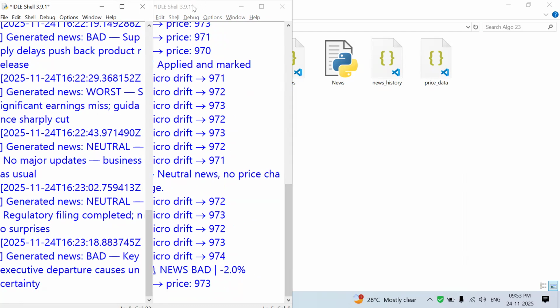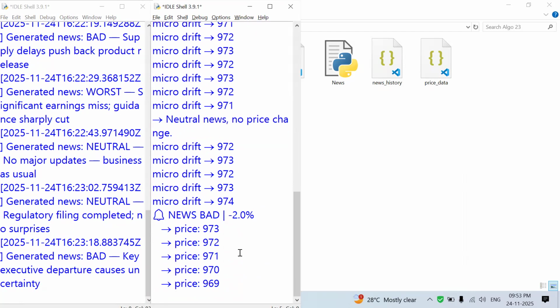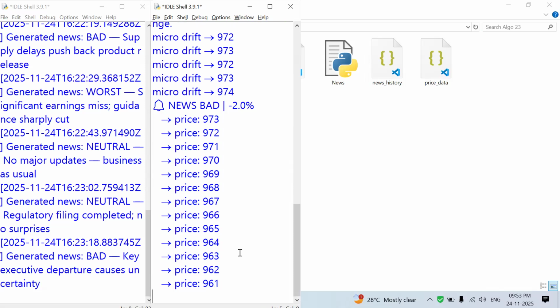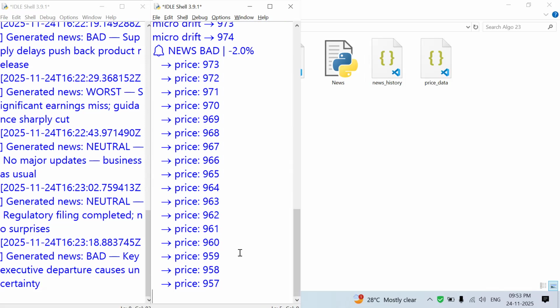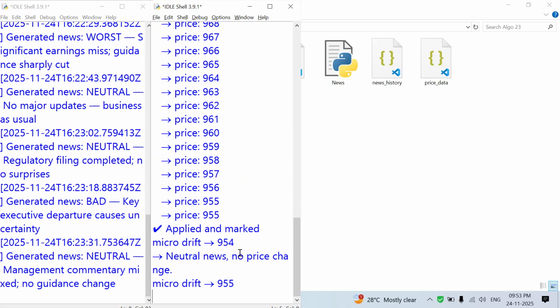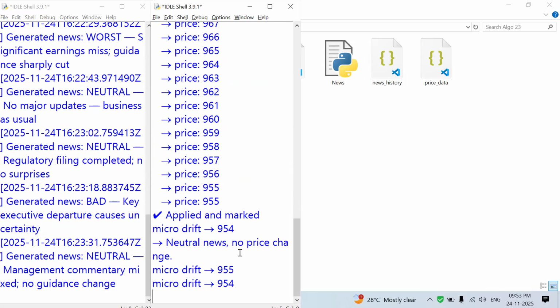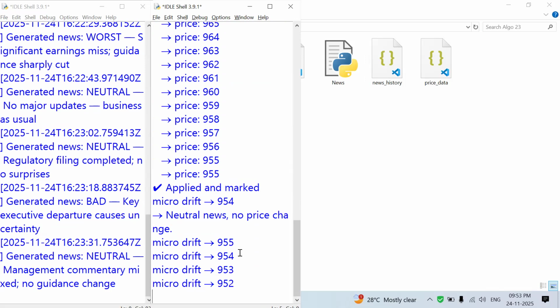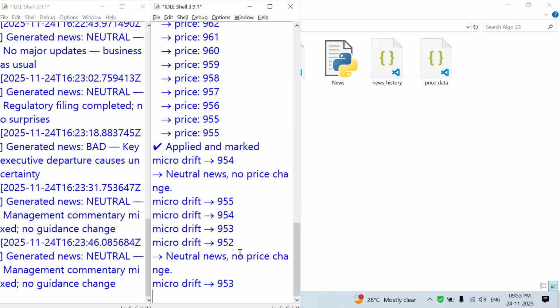Okay, the bad news has come. See the market reaction. The market is falling 2% on a continuous basis because the bad news has come. You can see, it just keeps on falling like anything. There's a neutral news, so the market is again neutralized, no change in the price. Based on that, we can calculate the ATR score. Based on that, the ATR score will be calculated.